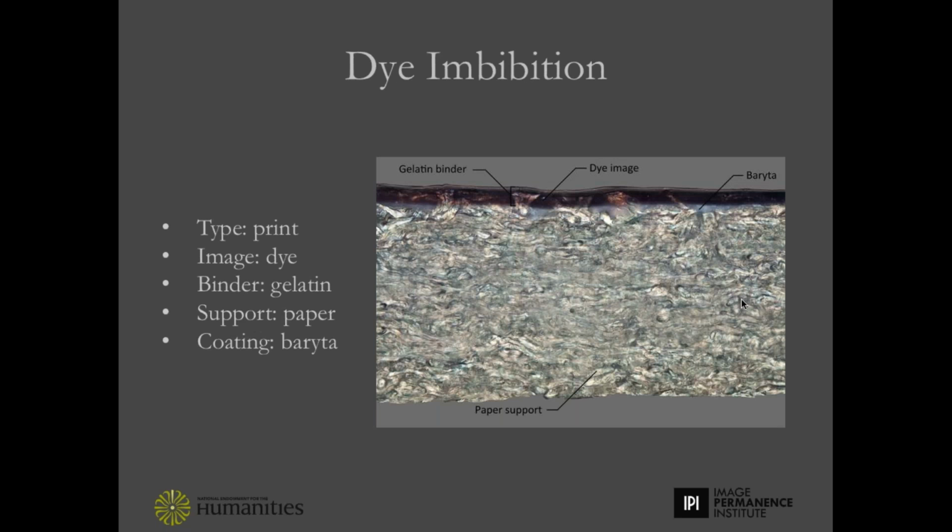So what are the papers? The receiving papers are baryta papers. So the material consists of a paper support coated with a baryta layer and gelatin, and the dye image is absorbed into the gelatin binder. So this is our cross-section.